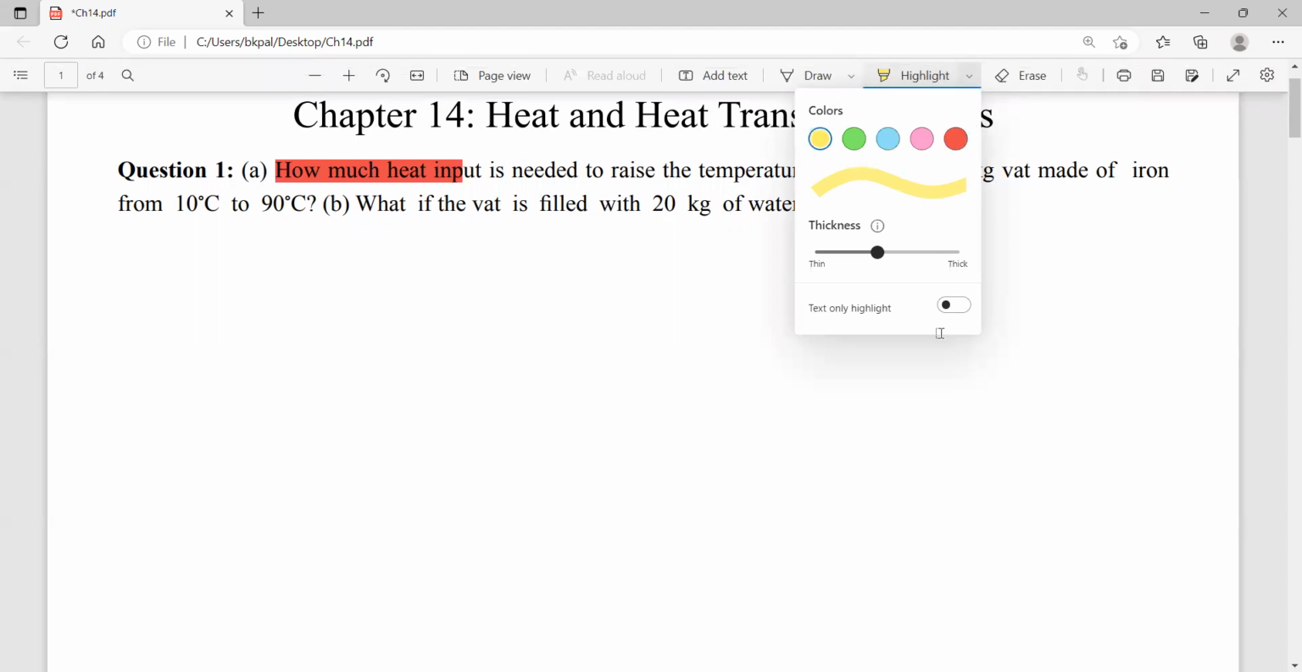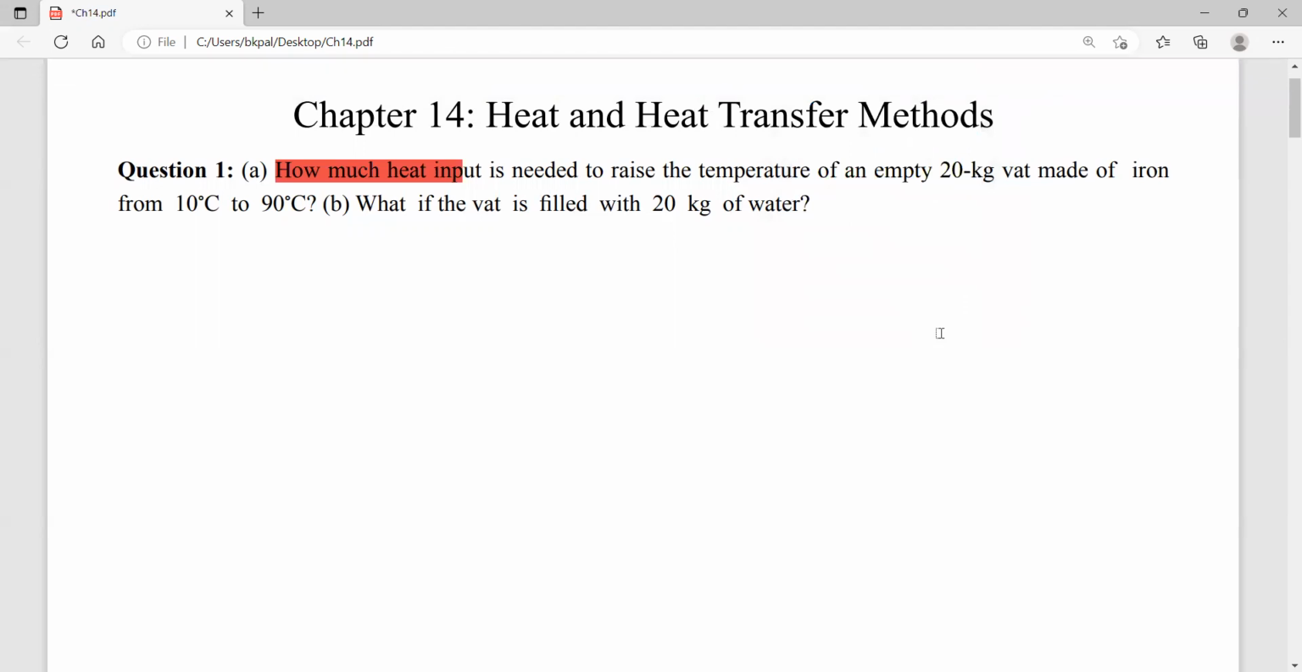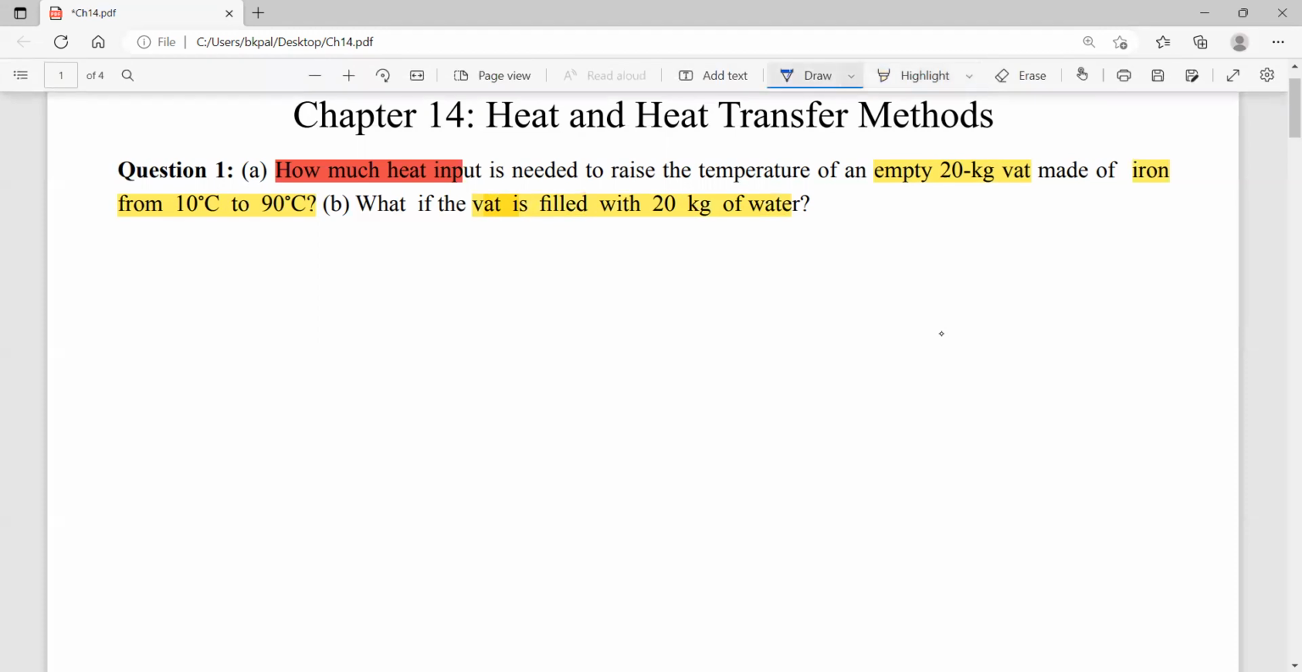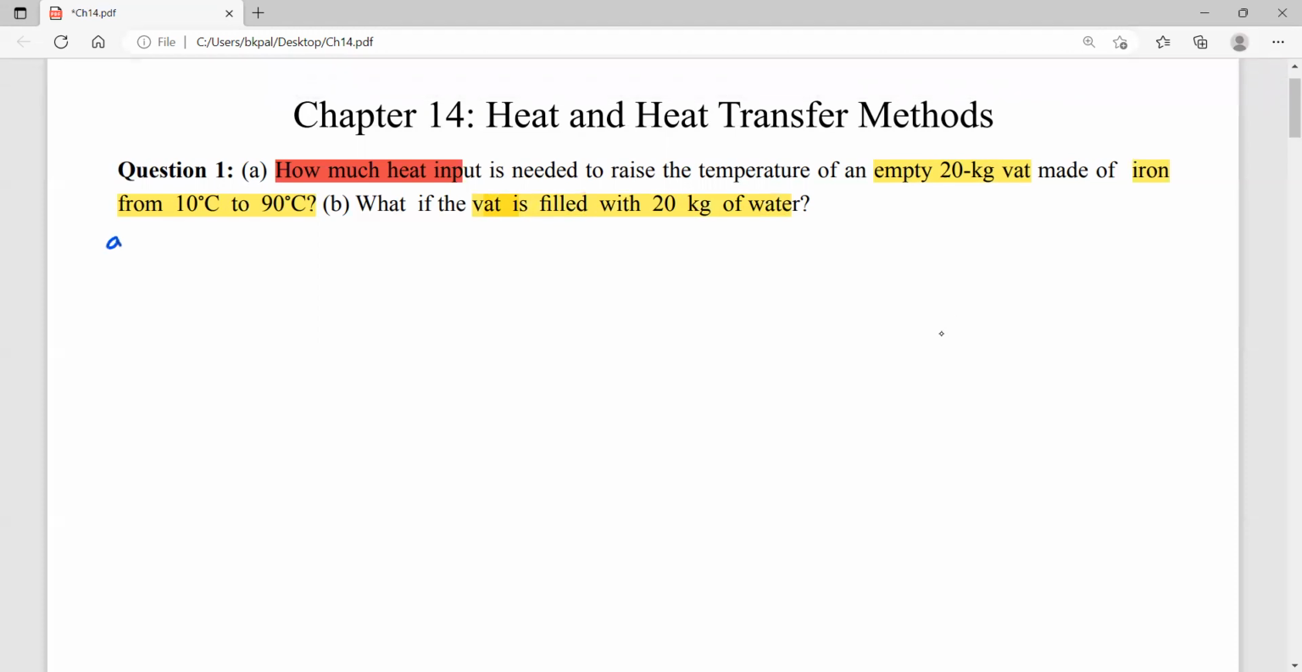It says that to raise the temperature of an empty 20 kilogram vat made of iron from 10 degrees Celsius to 90 degrees Celsius. The first one is when the vat is empty, and the second one is if the vat is filled with 20 kilogram of water. In both cases we have to calculate the heat required. That means we have to calculate Q. So first let's do the first one.